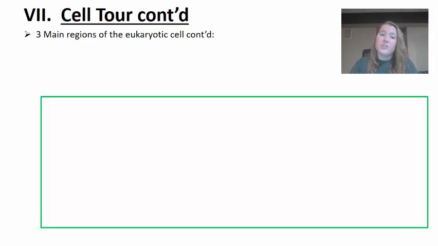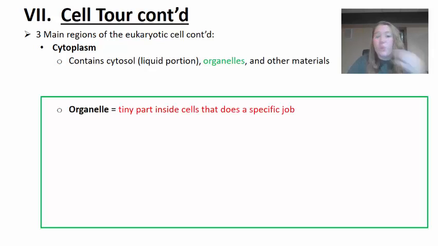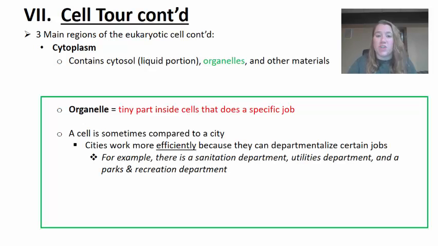The third region of the cell is called the cytoplasm. Now the cytoplasm contains this stuff called the cytosol. So cytosol is like this gel, kind of liquid portion of the cell. But it also contains all the organelles inside of the cytoplasm. So an organelle is a tiny part inside the cell that does a specific job.